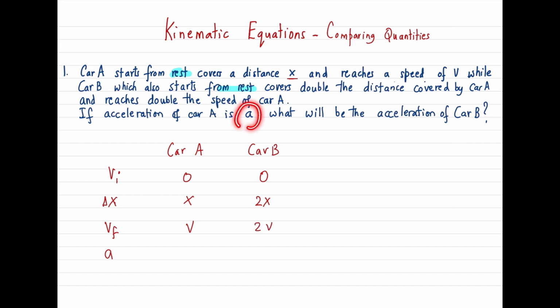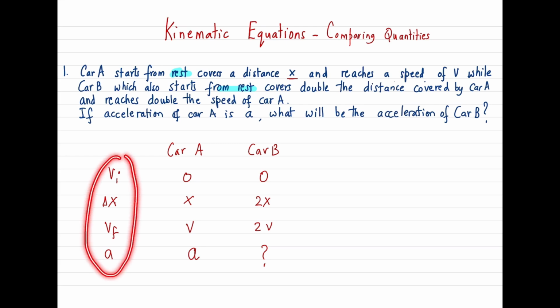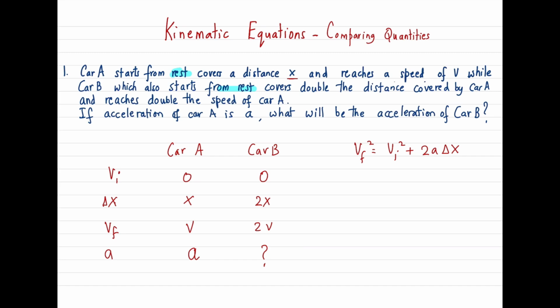Acceleration of car A is given by the letter A itself, and we want to find what's the acceleration for car B. So now if we look at these terms here, Vi, delta x, Vf and A, we want to check for a kinematic equation which will have all these terms coming together. So we'll write Vf square equal Vi square plus 2A delta x. That's the equation which we can use here, because we can see that Vi, Vf, acceleration and delta x are all involved. Now we can also see that both the cars are starting from rest, so Vi will become equal to 0. So we'll have Vf square equal 2A delta x.